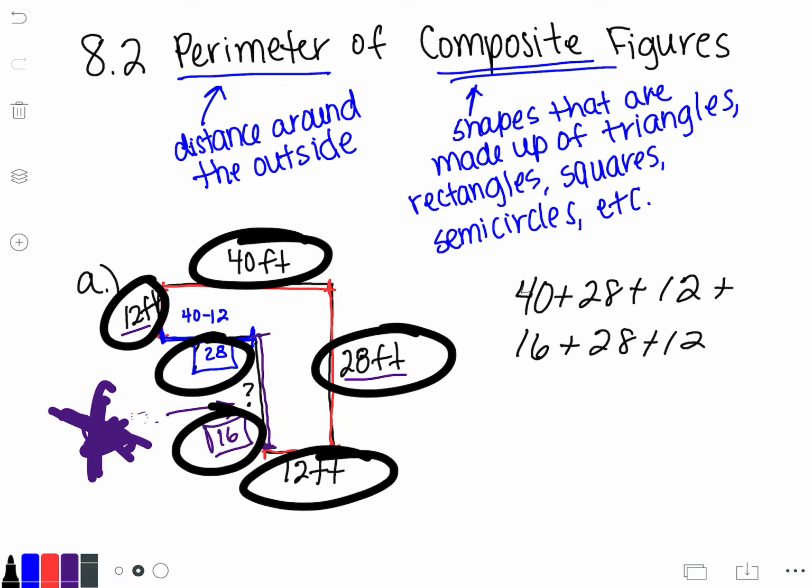And you guys are more than welcome to use a calculator. Remember, for the rest of the school year, you can use one. I highly suggest it, especially at this point. And we should get 136 feet when we add all of these numbers together. That would be your total perimeter.